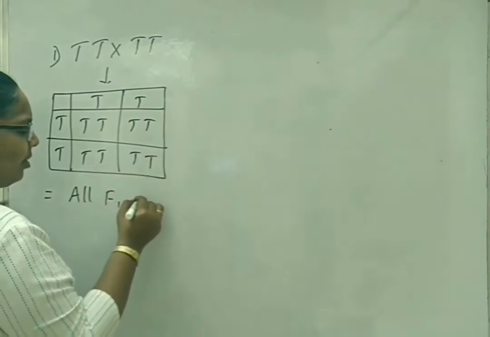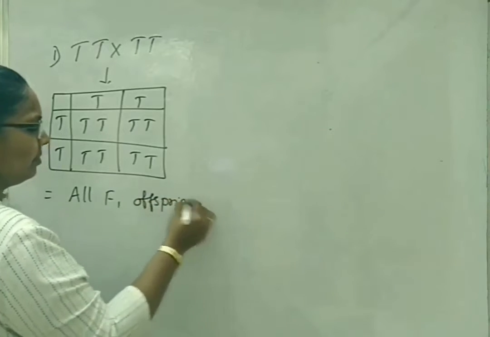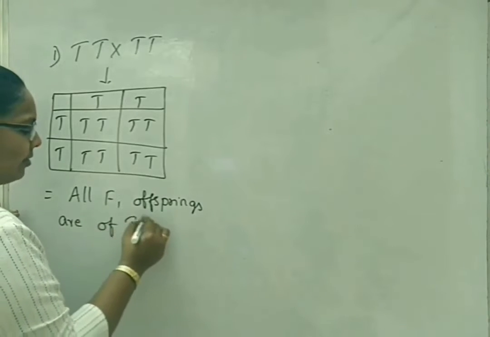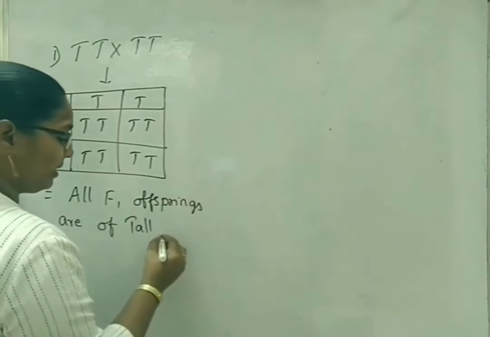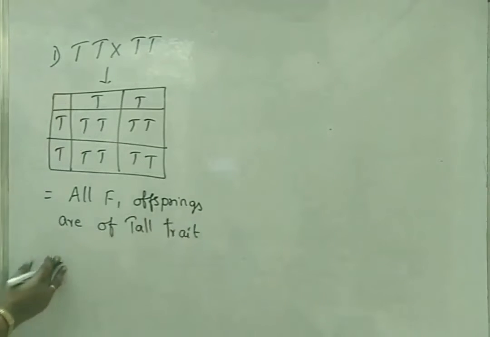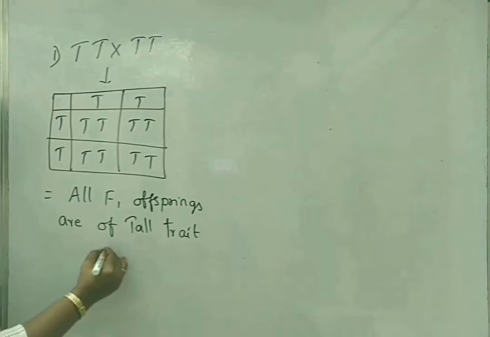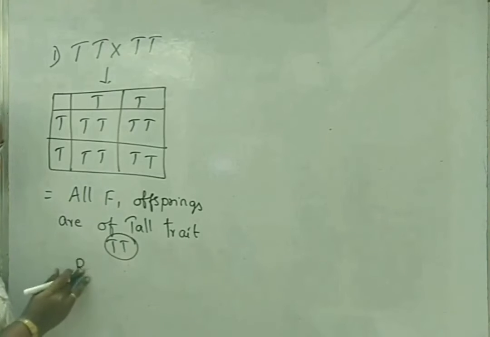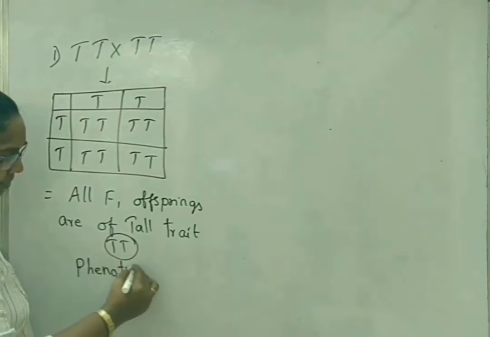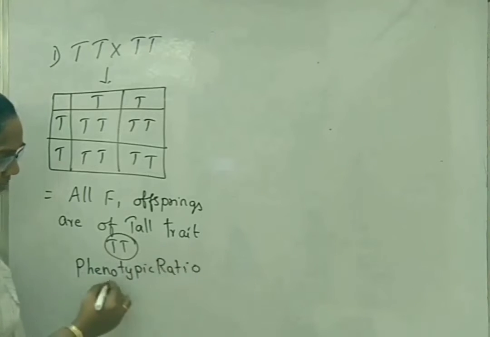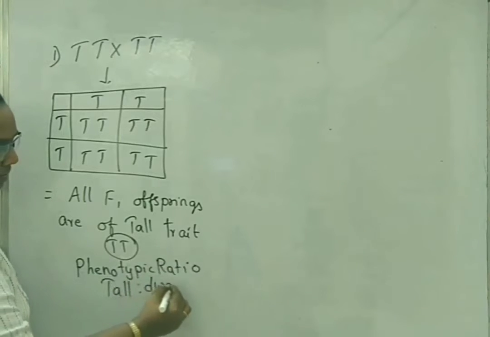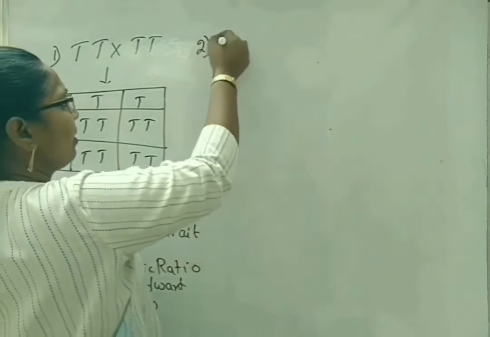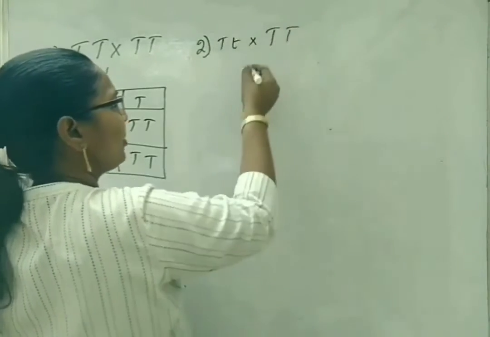All F1 offsprings are of tall phenotype or tall character or tall trait. Now, what are those tall? With genotypically expressing this type of character. Here, the ratio. What ratio? Phenotypic ratio. Tall is to dwarf. Here, ratio is 4:0. Second possibility, heterozygous known. Again, cross with pure this one.